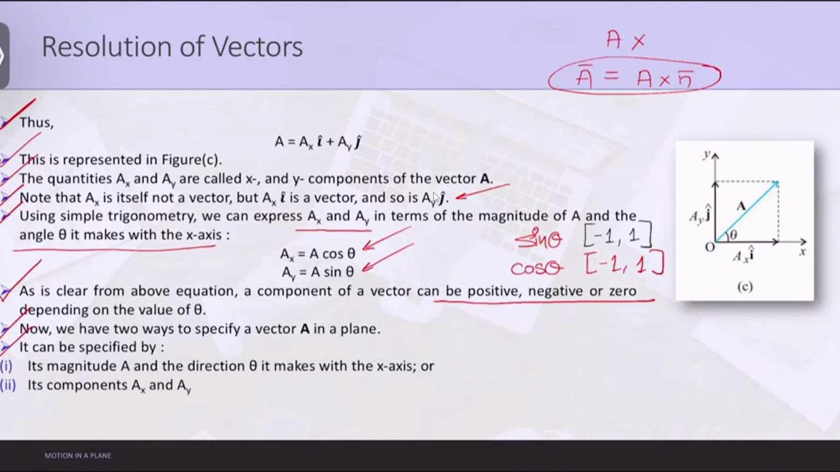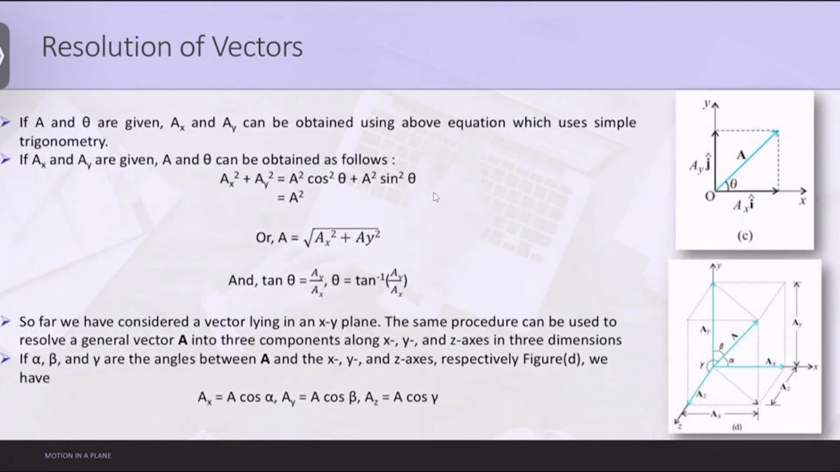So the first is the magnitude A and the direction theta. When we draw it, we should know the magnitude and the angle, and then you can make an arrow like this with an angle theta. Similarly, if you know AX and AY, it is simple: you just need the parallelogram law of vector addition, and you can find the vector A. So these were the two ways: its magnitude A and direction theta with the x-axis, and its components AX and AY. Let's move on.